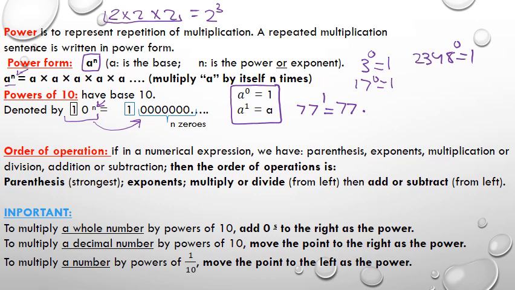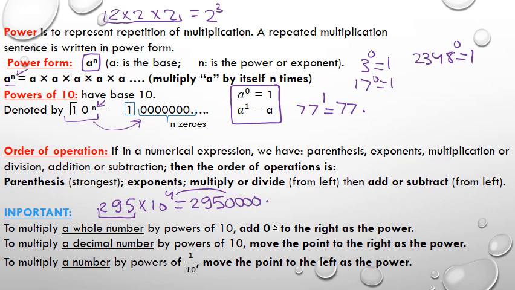If we have a whole natural number and we are multiplying this whole natural number by powers of 10, what do we do? The number stays as it is and we add zeros to the right as the power. For example, 295 times 10 to the power 4. 295 is a whole natural number. Because we are multiplying it by a power of 10, the number 295 stays as it is, and we add to the right zeros as the exponent, which means 4 zeros.